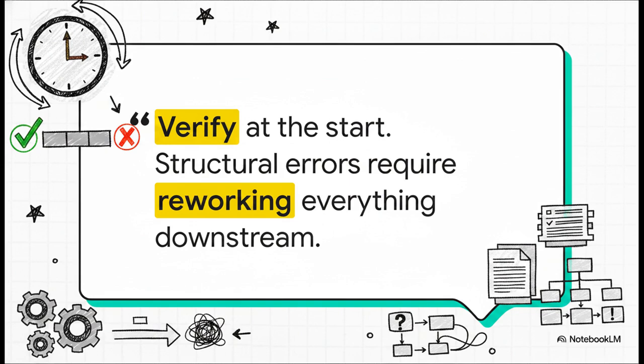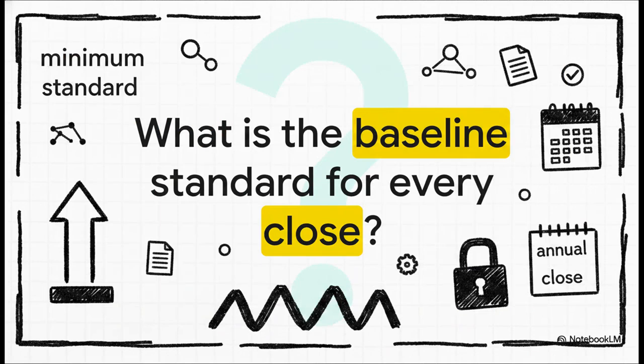Verify at the start. So before we even think about doing any detailed data entry or getting lost in the weeds of reconciliations, we have to stop and ask ourselves, what's the absolute minimum standard that must be met at every single annual and interim close? And to be clear, we aren't talking about best practices here. We're talking about non-negotiable baseline compliance.